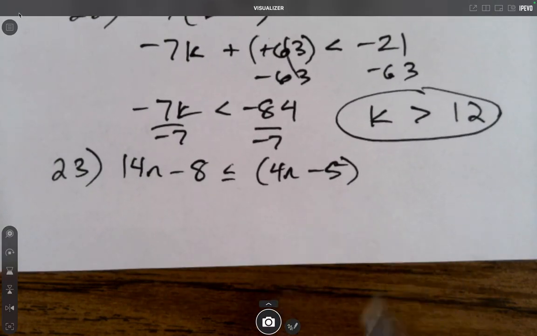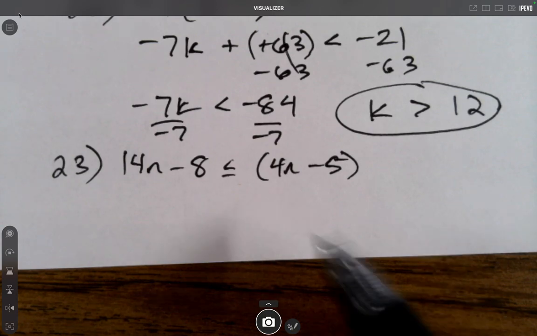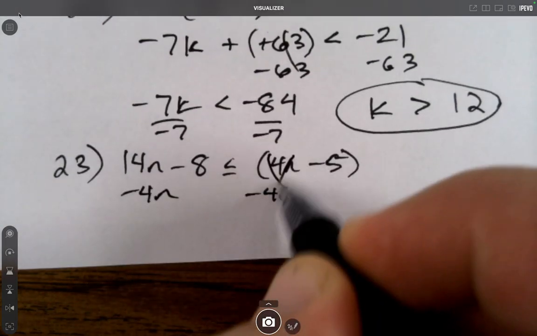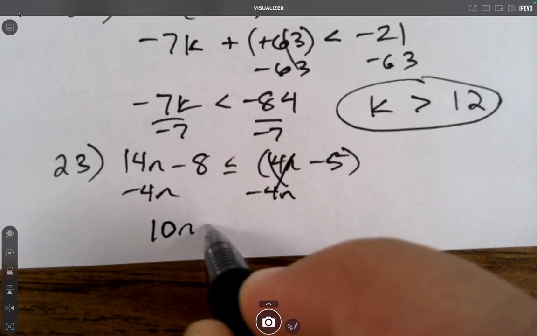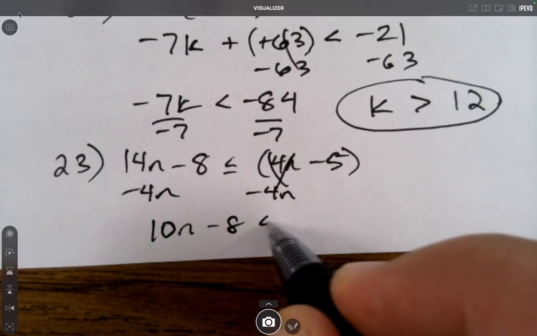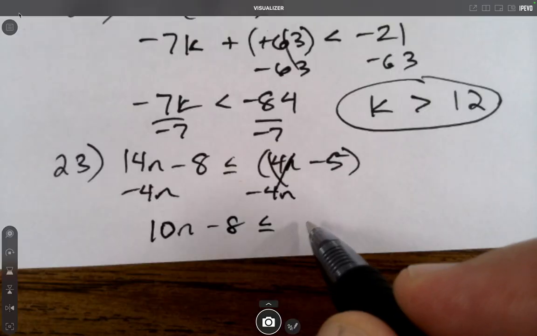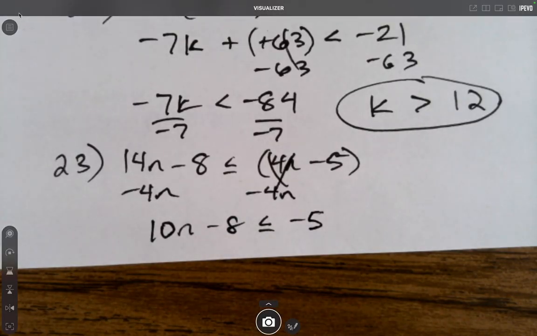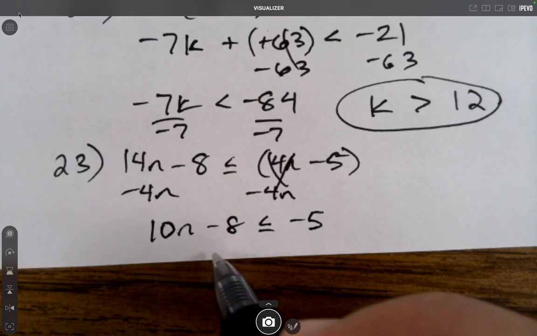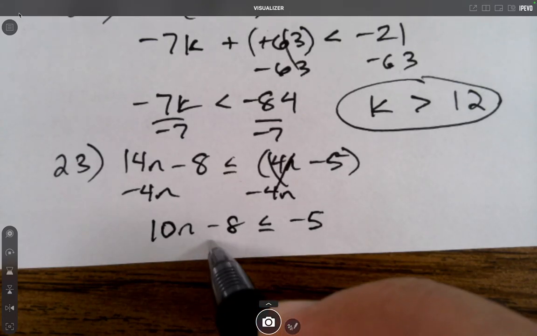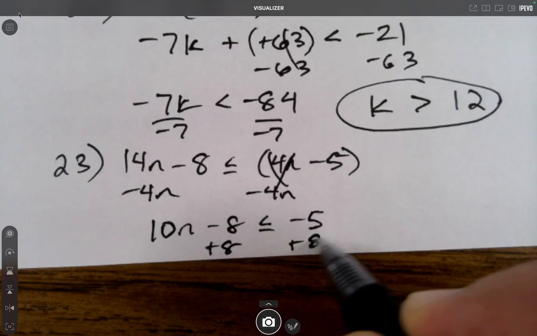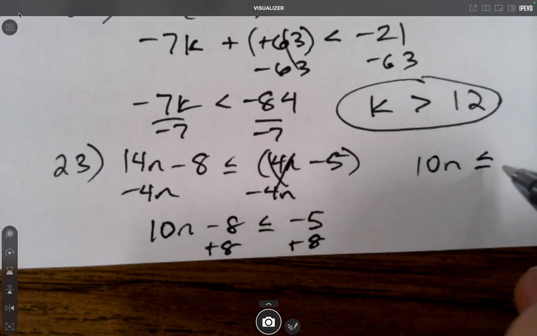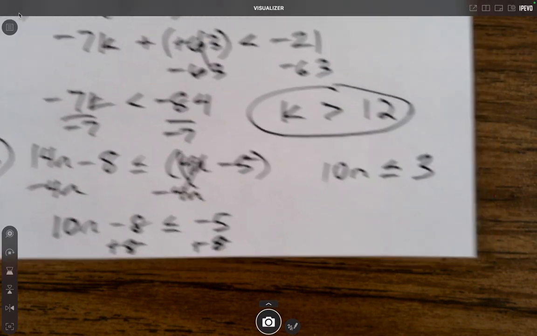We can just ignore them and say we want to combine the like terms. So I'll subtract 4n from both sides. You get 10n minus 8 is less than or equal to negative 5. Now that I've got the variable on just one side, I want to get the constants on just one side, so I'll add 8 to both sides. That gives me 10n is less than or equal to 3.